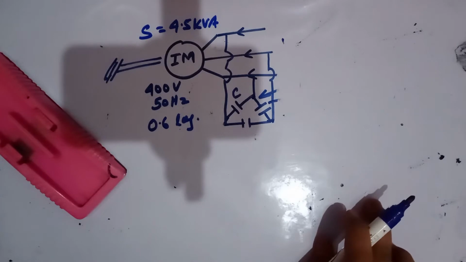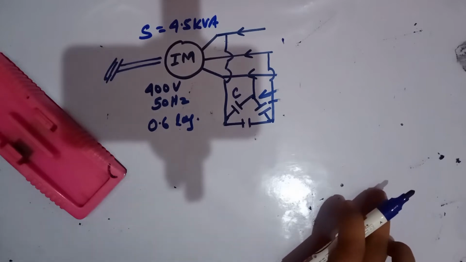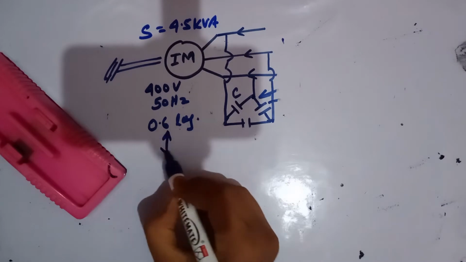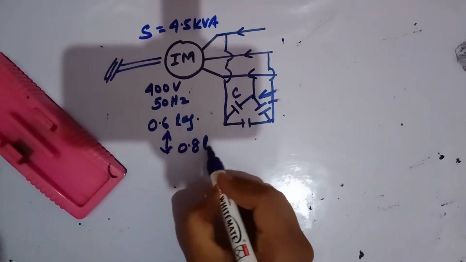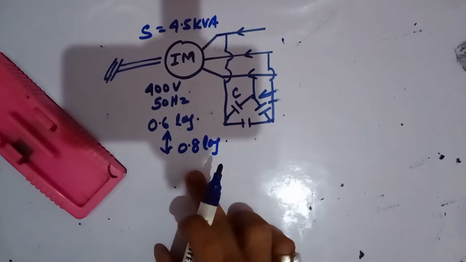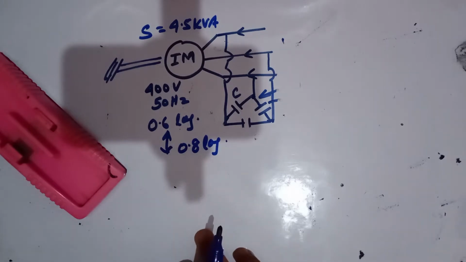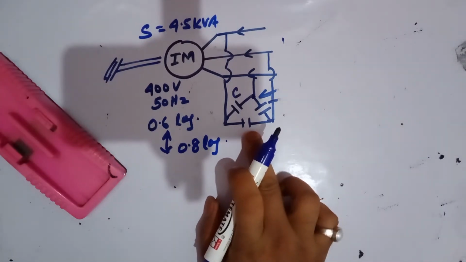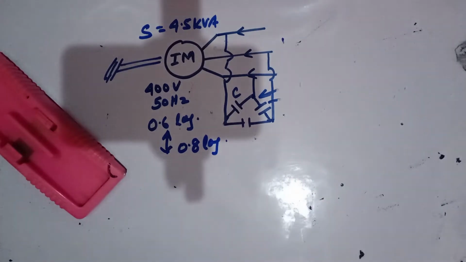It is proposed to improve the power factor to 0.8 lagging. Now how can we approach this? By connecting a delta connected capacitor bank. Find the value of the capacitance per phase.